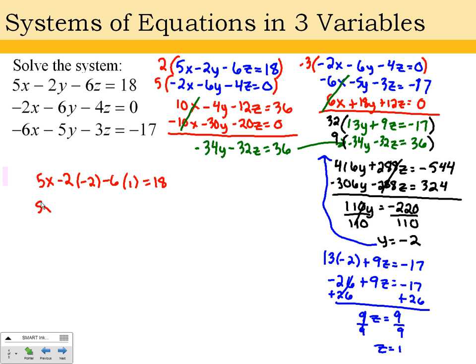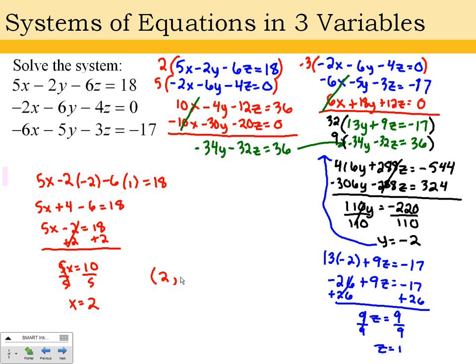So I need to go ahead and do negative 2 times negative 2, which is a plus 4. Negative 6 times 1 is a minus 6. Those are like terms. 4 minus 6 is negative 2. So I would add that to the other side. And that gives me 5x equals 10. Divide by 5 on each side, so x equals 2. Okay, so my problem answer is 2 for x, y is negative 2, and z is 1, and we're done.